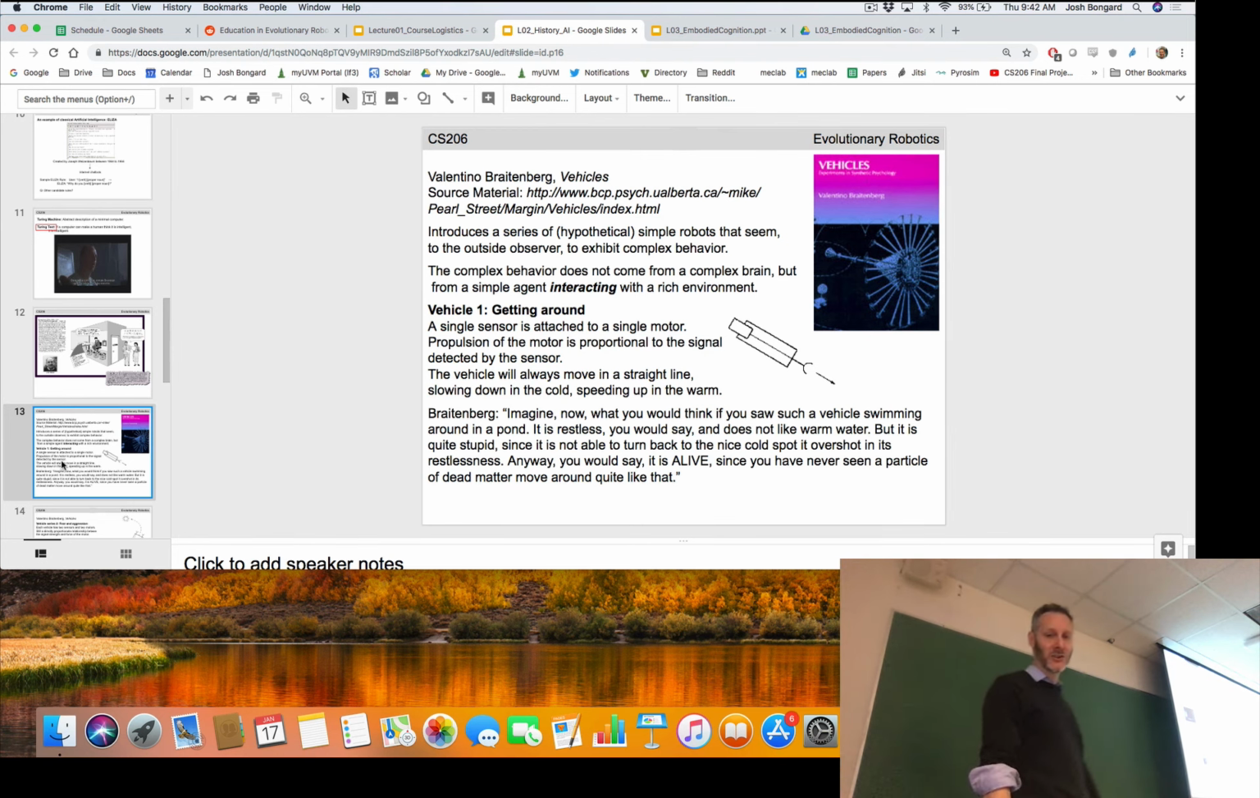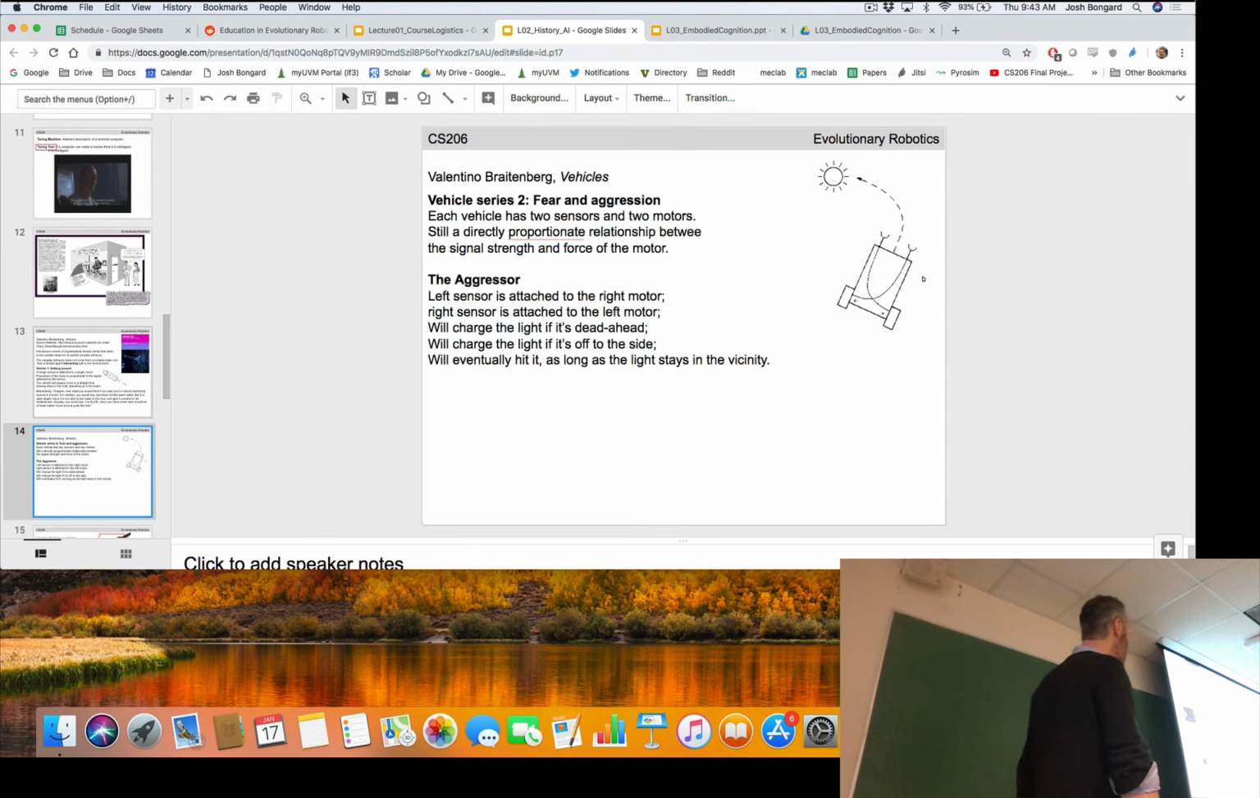Anyways, it may be stupid, but you'd say it's probably alive because you've never seen a piece of dead matter move around quite like that. Why would a very serious scientist, a neurophysiologist, write a fairy tale about vehicles and use this very non-scientific language? Is Vehicle 1 restless? Does it dislike warm spots and like cold spots? Obviously not. That's ridiculous, right? Okay. Let's move on to Chapter 2.